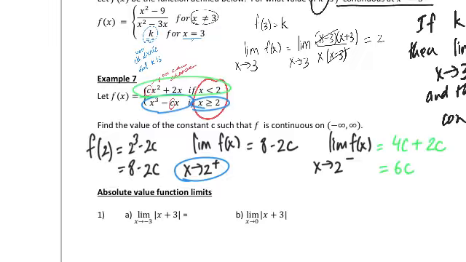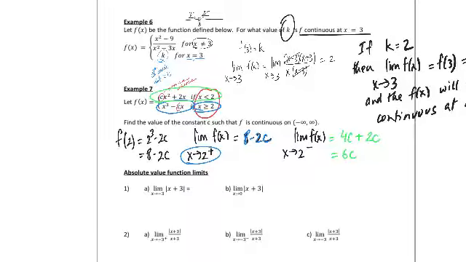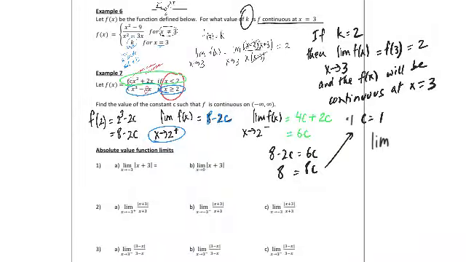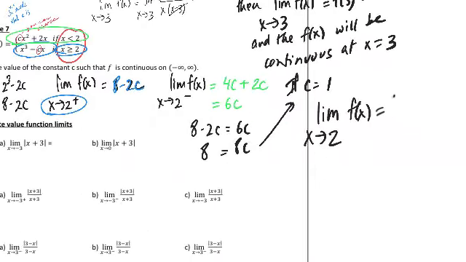So I need this 8 minus 2c and this 6c to be equal for there to be an overall limit. So I'll say 8 minus 2c equals 6c, 8c equals 8, c is equal to 1, right? That will then give me that the overall limit, if c is equal to 1, then the limit of f of x as x approaches 2 will be equal to, I can use now either equation with c equals 1, and I'll get that that limit is equal to 6.